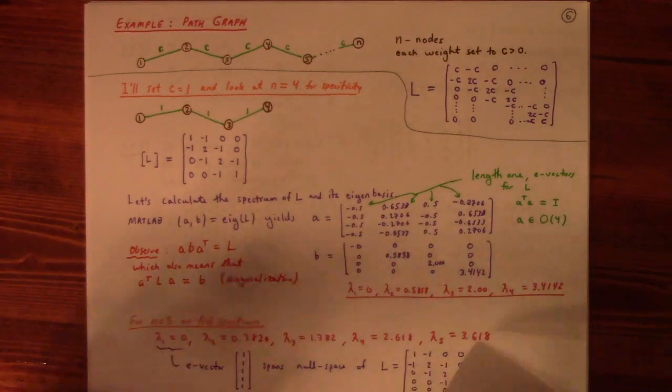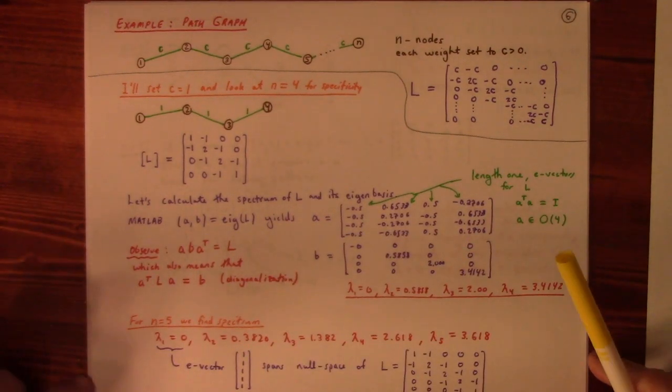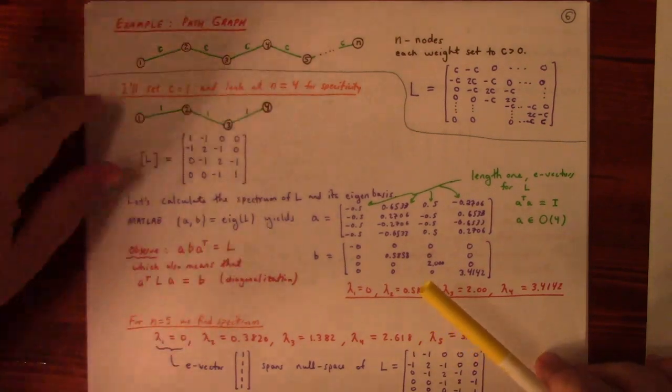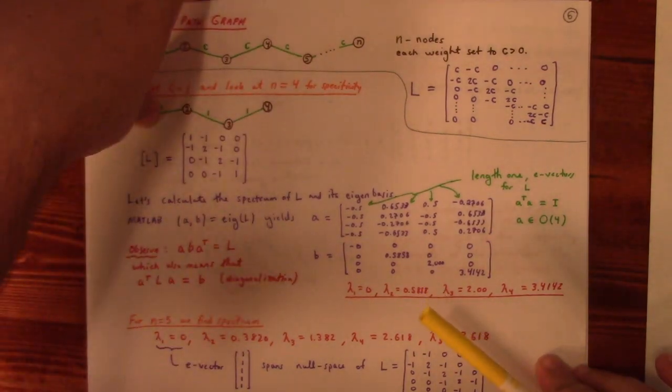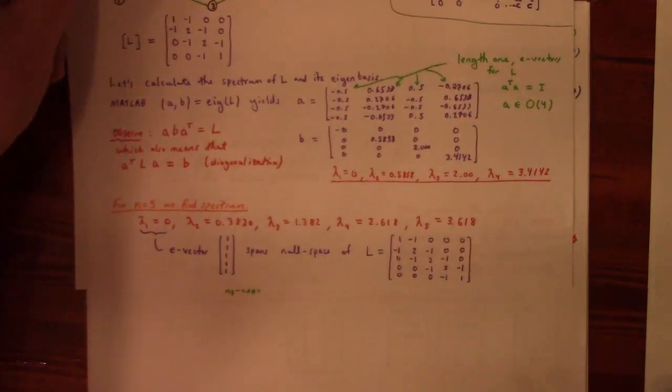We can also look at the path graph on five things, and I haven't drawn the picture, but I did go ahead and do the calculation since it takes not too much more time.